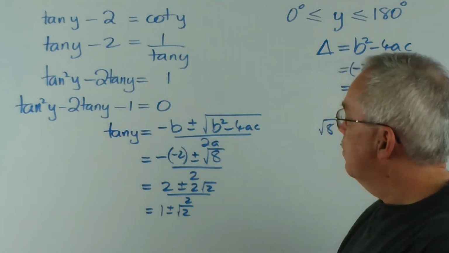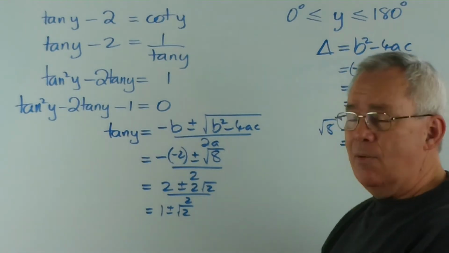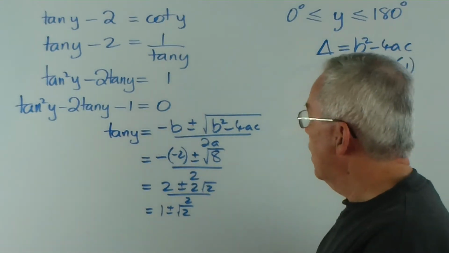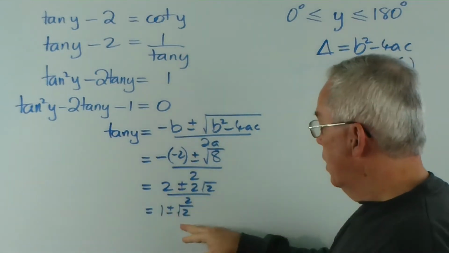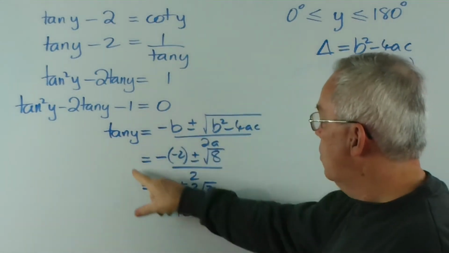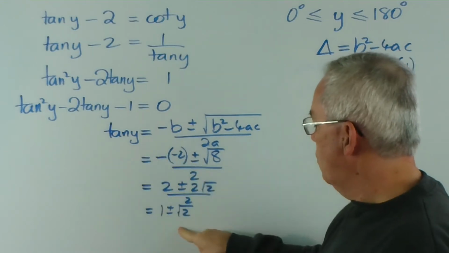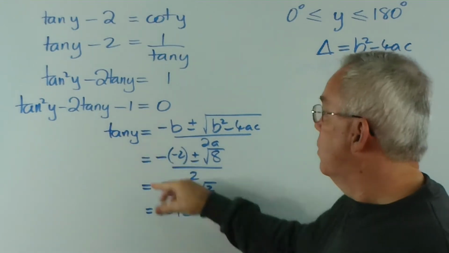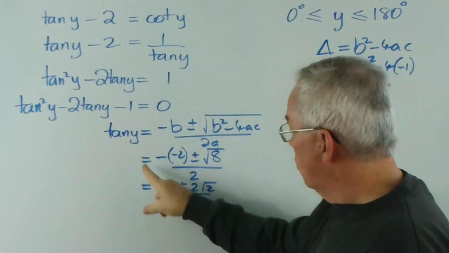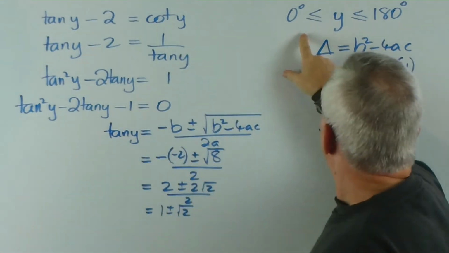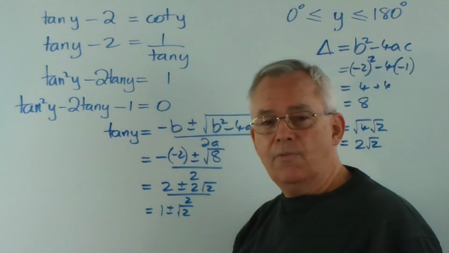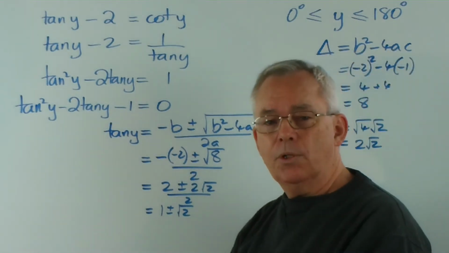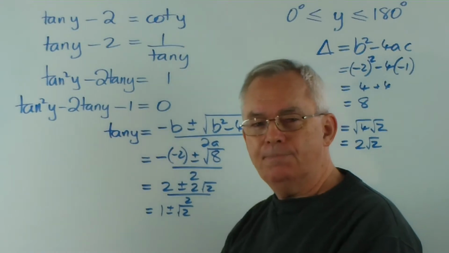2 solutions. I don't have any more board to work on, so I'm going to rely on the fact that you can move back and forward in the video. I'm going to erase this and use this result. I'm going to write tan y equals 1 plus or minus root 2 on the top, and we're actually going to solve this equation in this domain to find what angles, what y values will work. So let's have a look at that.